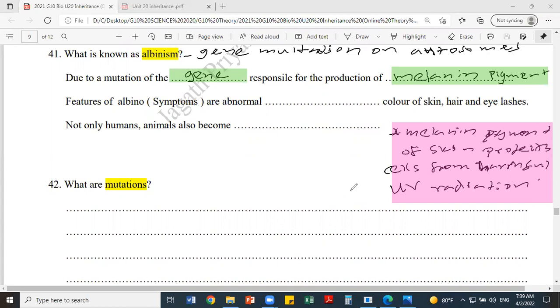Africans have enough melanin, but Europeans, white people, are trying to produce more melanin in their skin. That's why they are lying with minimum clothes on the beach. Why? They expose their body to sunlight. Why? Sunlight contains UV. There are two benefits you get.